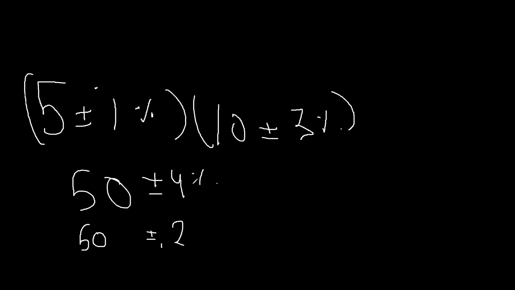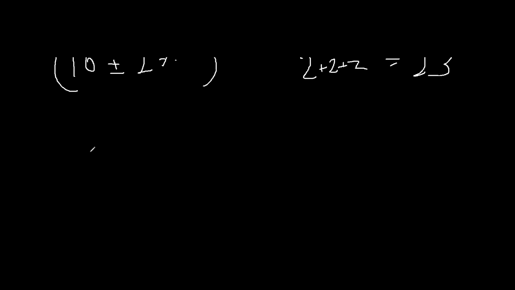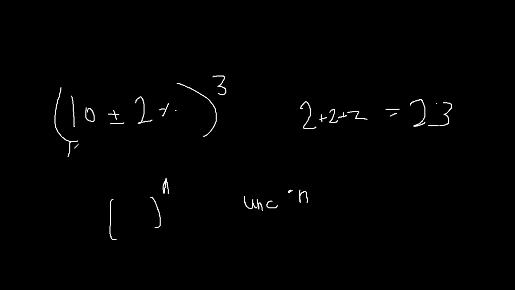So that's how you generally propagate it, but things can get a bit more complicated. Let's say we want to do a situation where it's 10 plus or minus 2% to the power of 3. Well, because we're multiplying 3 times, it's going to be 2 plus 2 plus 2, so it would actually be equal to 2 times 3. So here we have a rule. Let's say we have a value to the power of n. The uncertainty is just going to be the original uncertainty times n. So in this specific case, it would be 1000 plus or minus 6%.